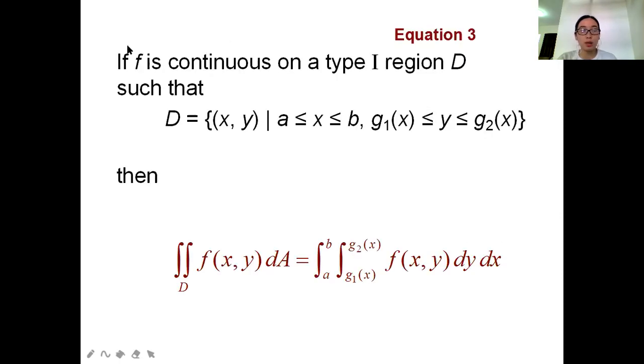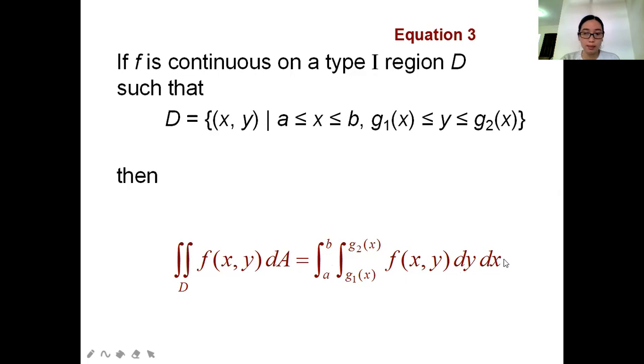For our equation 3, if f is continuous on a type 1 region D, which we saw earlier, such that D is equal to the set of (x, y) with a less than or equal to x, less than or equal to b, and g1(x) less than or equal to y, less than or equal to g2(x), then our double integral of f(x, y) dA is equal to the integral of the function f(x, y) dy dx.